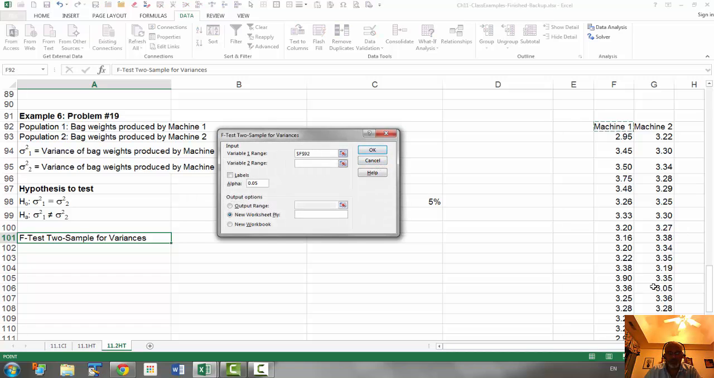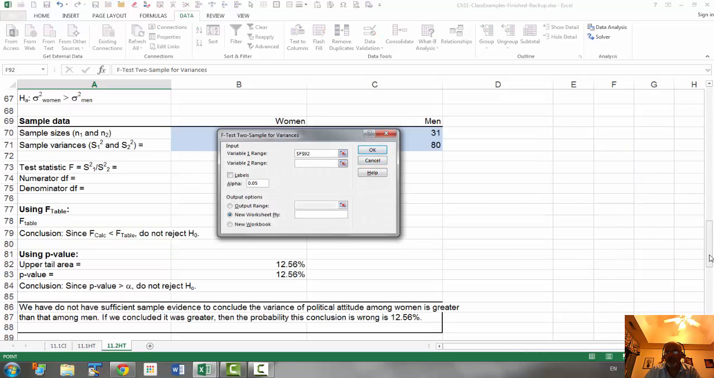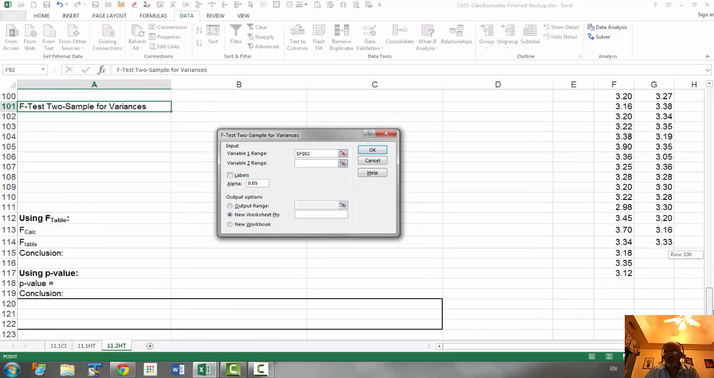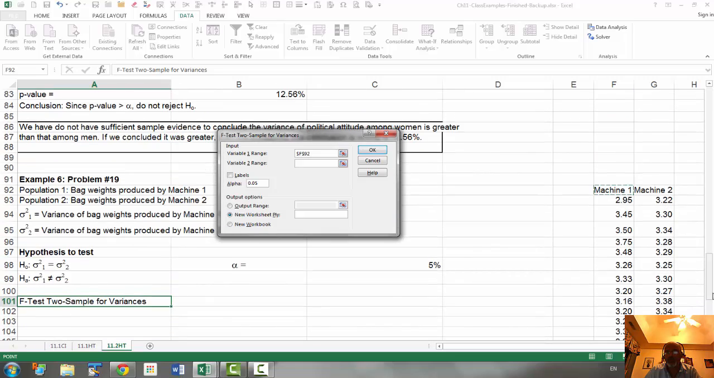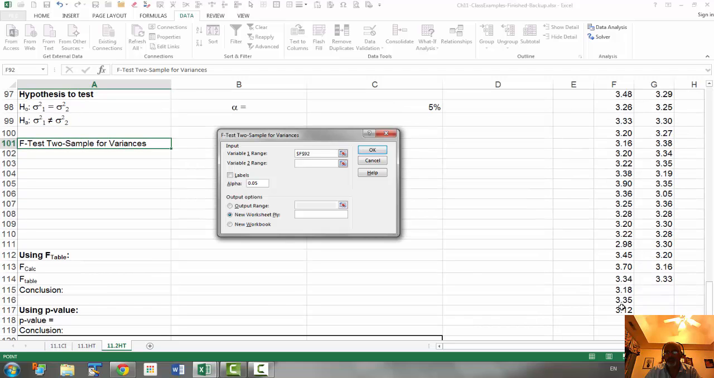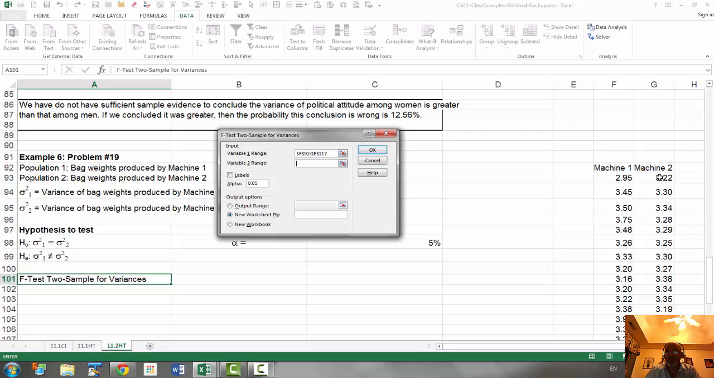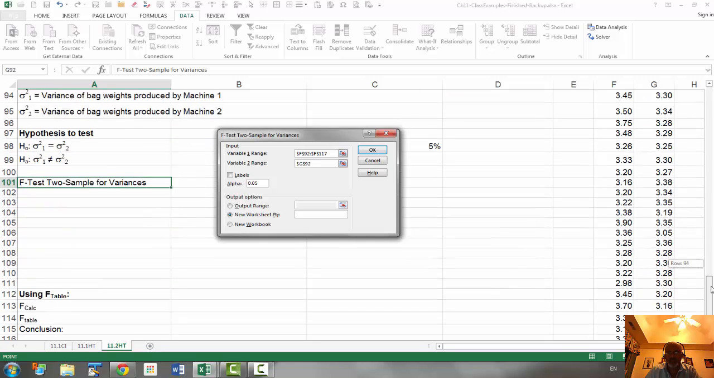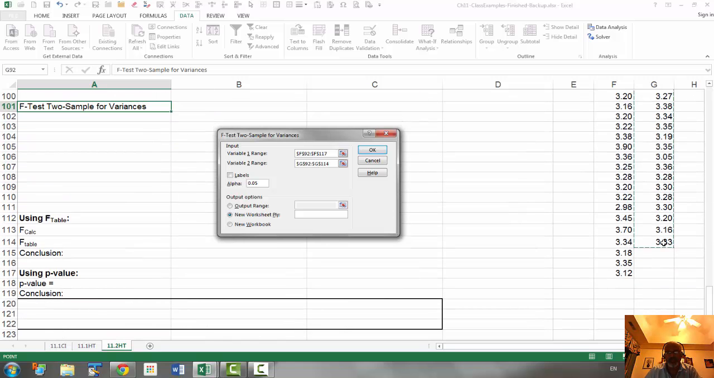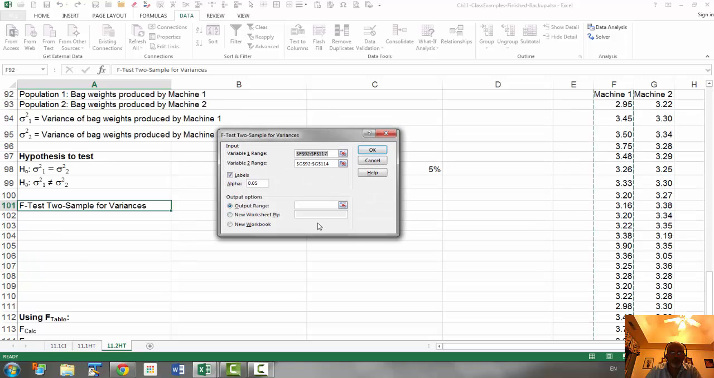Variable 1 is the first machine. Variable 2 is the weights of the second machine. And notice that the sample sizes need not be the same. These are independent random samples. And we included the labels. So alpha of 0.05, which is what we want. And let's put the output range right there.